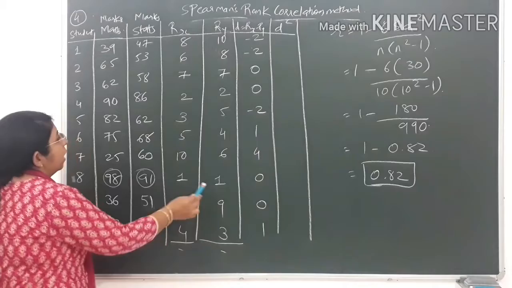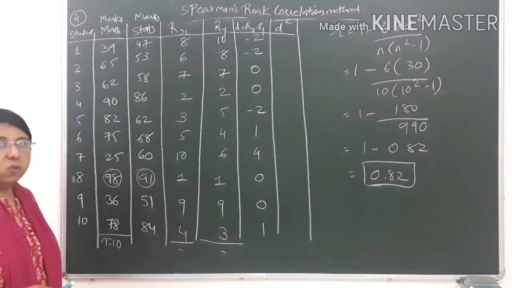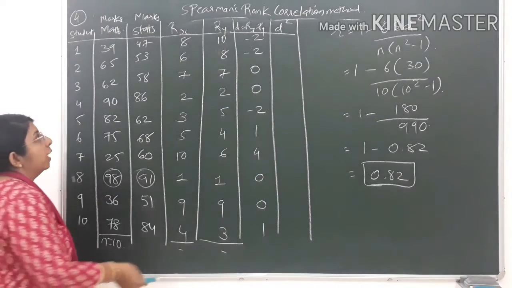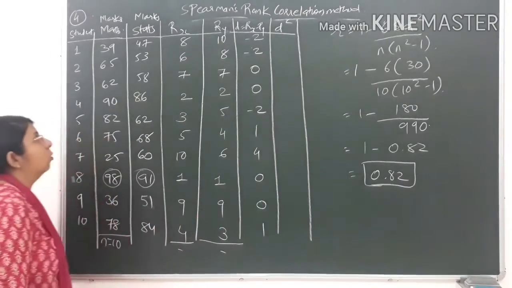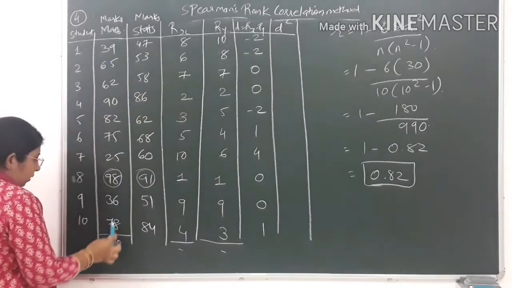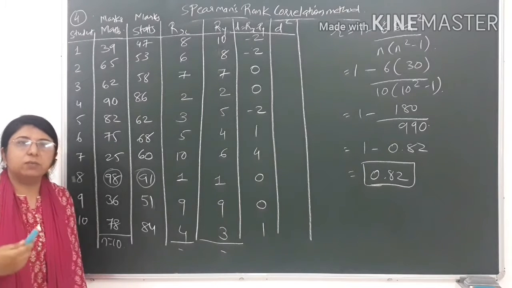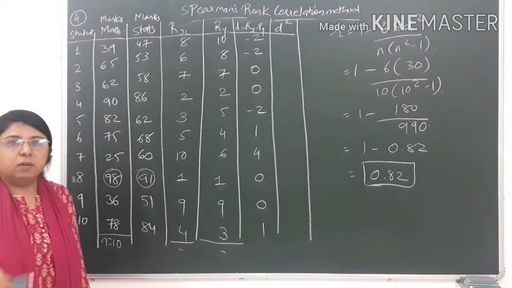It means Rx and Ry values are not ready-made given to you. You have to find the ranks of variable x and the ranks of variable y. Now over here you can see the highest marks. Naturally, the students who get the highest marks in a particular subject will be given the first rank, then afterwards the second, third and so on.